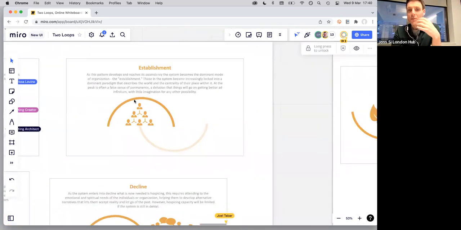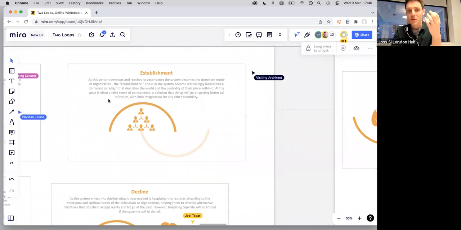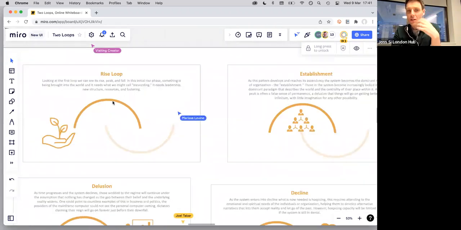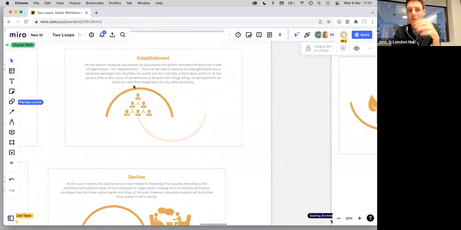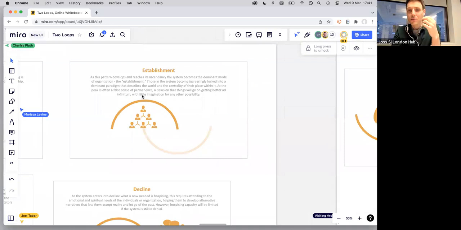Ultimately, they become, in some way, the establishment in our careers, right? We go through a kind of education, and then we rise maybe up through an organization. Ultimately, we'll become part of that kind of establishment in the society or in some particular organization. And that's the incumbent system there. And the incumbent, as we know over time, becomes increasingly locked into a dominant paradigm that describes the world and the centrality of their place within it.